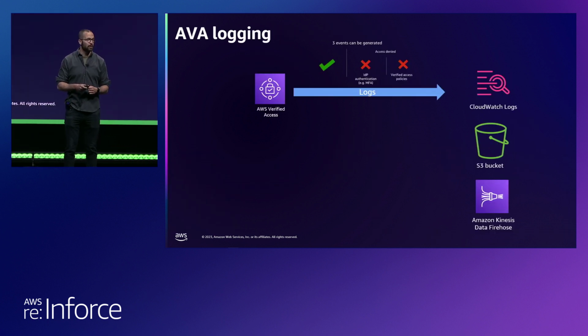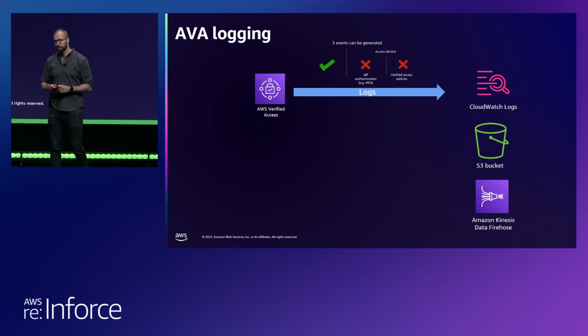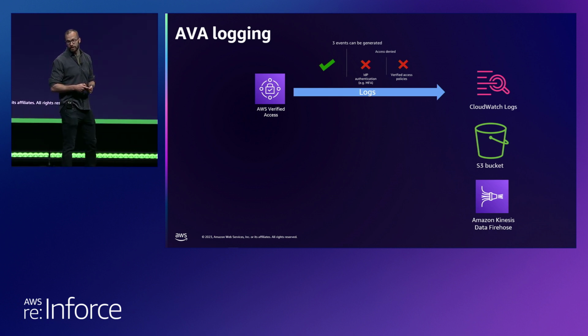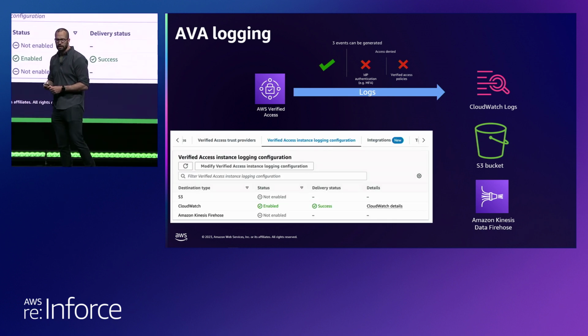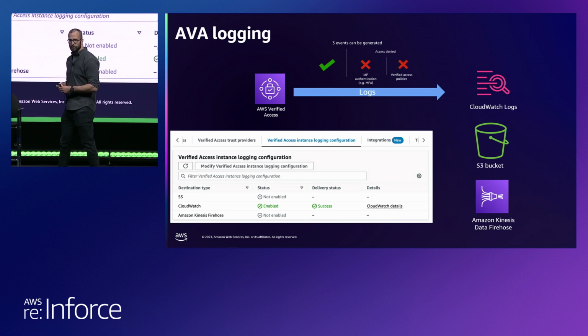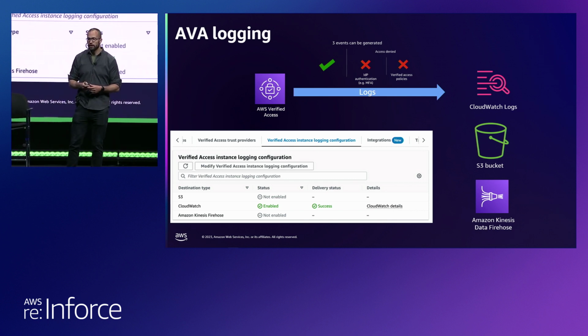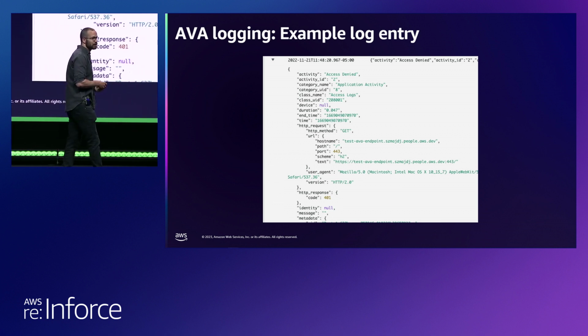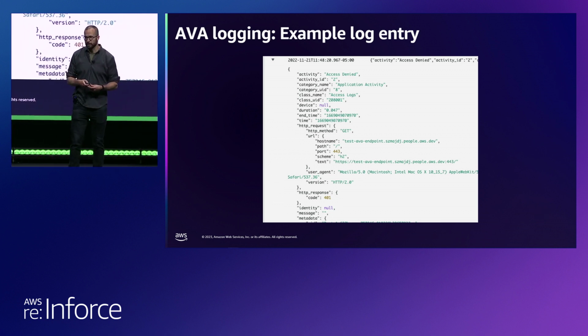Okay, from a logging point of view, we can see a lot more information than we could see before with ALB. We can see successful authentication events, but we could also see access denying events and different reasons for why the access was denied. And we can send our logs to different destinations: CloudWatch, S3 buckets, Amazon Kinesis Firehose. And I have an example here for you where we're sending traffic to CloudWatch, and we have an example log entry saying that someone was denied access because they didn't authenticate.